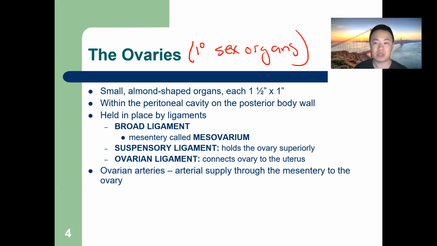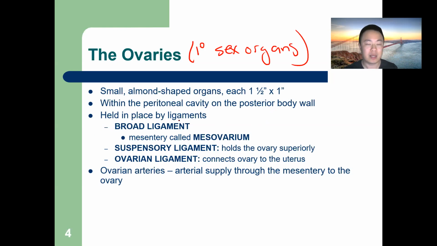Now, the ovaries are small, almond-shaped, around 1.5 to 1 inch in dimension, and they're found within the peritoneal cavity on the posterior body wall. Now, here's the thing. They are held in place by ligaments so that they don't flop around. Say, for example, someone is going for a jog or for a run or on the treadmill. They don't want the ovaries to be flopping all over the place during the run, and so they need to be held down by these ligaments.